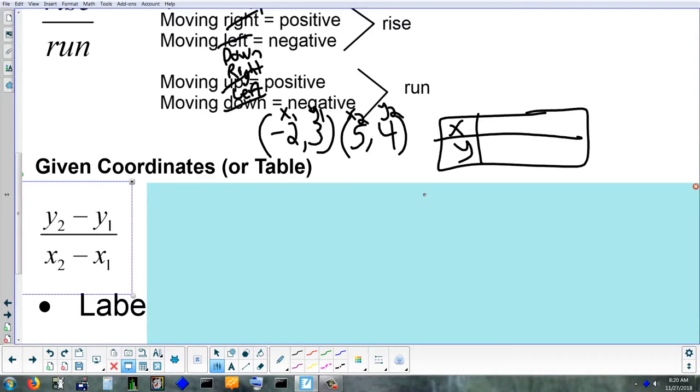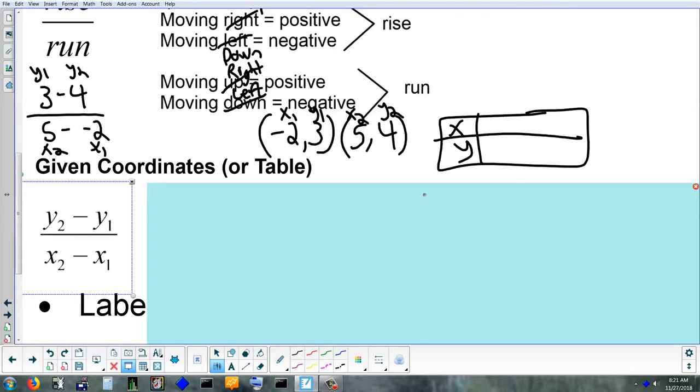For the y, if I did y1 minus y2, that's fine. 3 minus 4, that's my y1, that's my y2, over, look what I did in the bottom though. I got x2 minus x1. You have to be consistent. If you're using the first y coordinate on the top, you gotta use the first x coordinate on the bottom. If you're using the second y coordinate on top, you gotta make sure you're using the second x coordinate on the bottom. You just gotta be consistent when you do that, or you can't bounce back and forth.